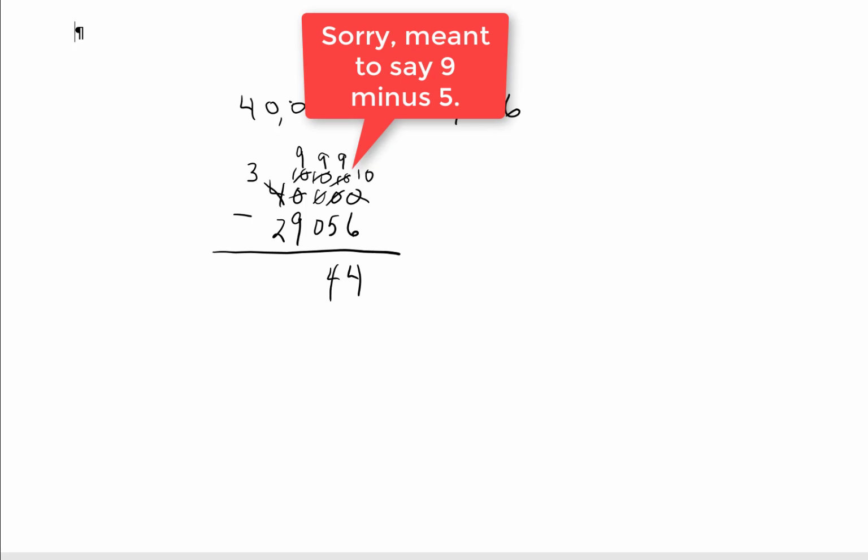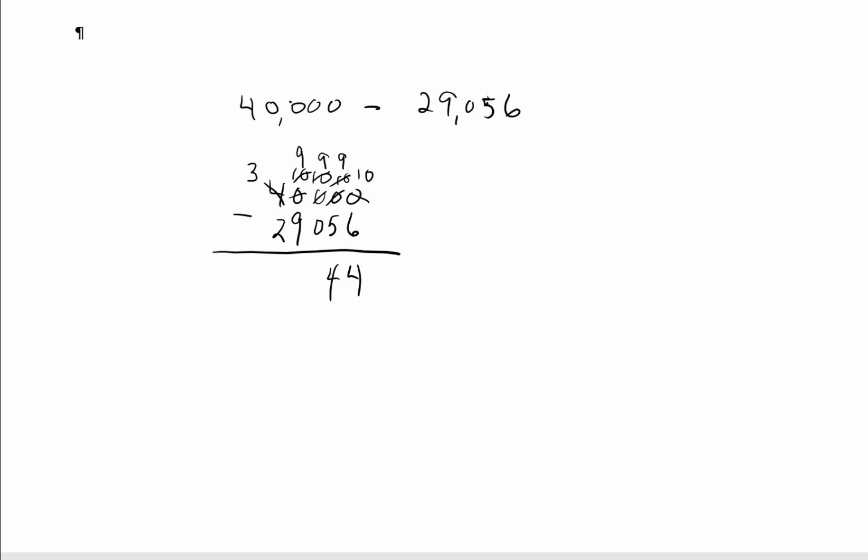And remember what that is saying. That's saying 90 minus 50 actually in this column here. Then 900 minus 0 gives me 900. 9,000 minus 9,000 gives me 0. And 30,000 minus 20,000 gives me 10,000. Those are what the numbers actually mean as we do that.